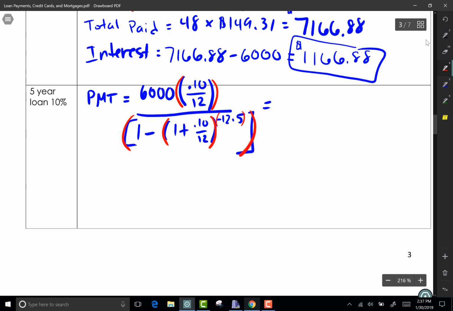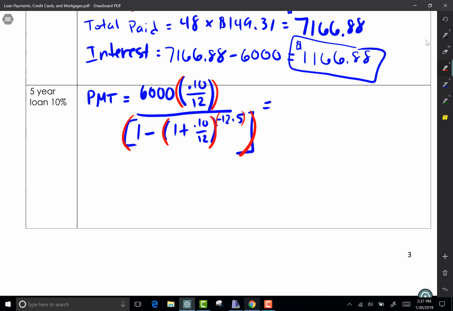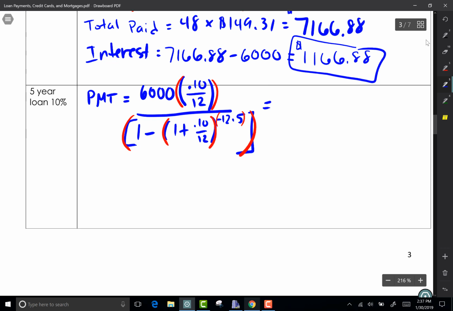That way we remember to put them in on the calculator correctly. And when we put this in on the calculator, we should get a monthly payment of $127.48. That's our monthly payment for this option.